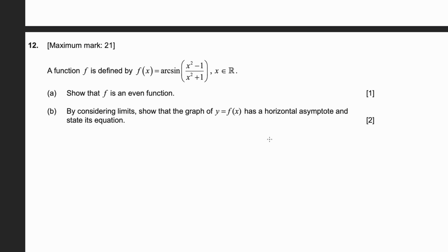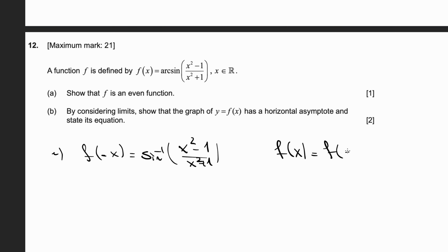Number 12 of May 2021, time zone 2, paper 2. Now we're asked to show that f is an even function, so we can solve this by solving for f of negative x. So arc sine, I'm going to write arc sine as sine inverse. So sine inverse of negative x squared is simply x squared minus 1 over x squared plus 1. So since f of x is equal to f of negative x, the function is even.